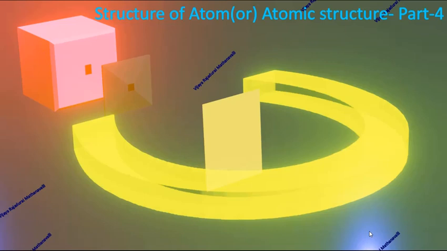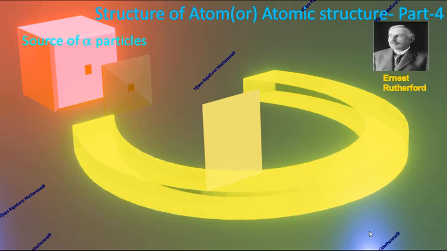Ernest Rutherford was a scientist from New Zealand who was interested in knowing how the electrons are arranged within an atom. He designed an experiment for this.